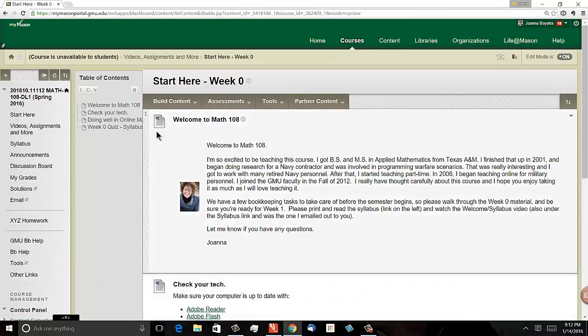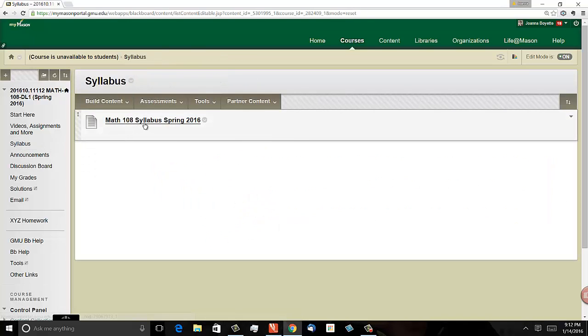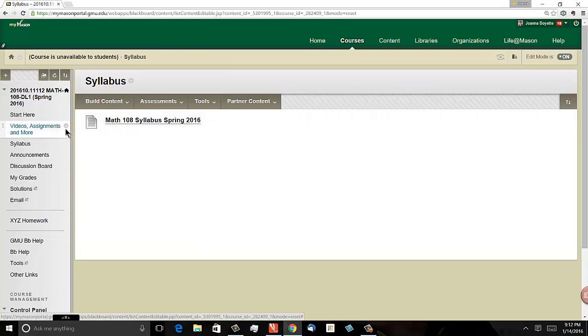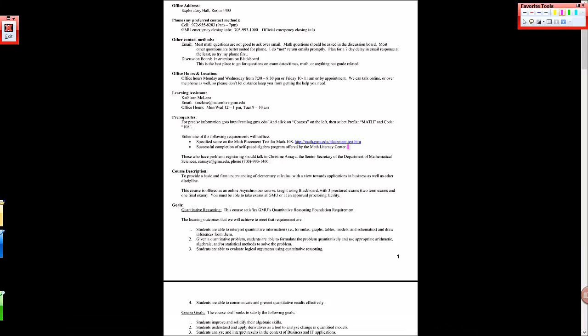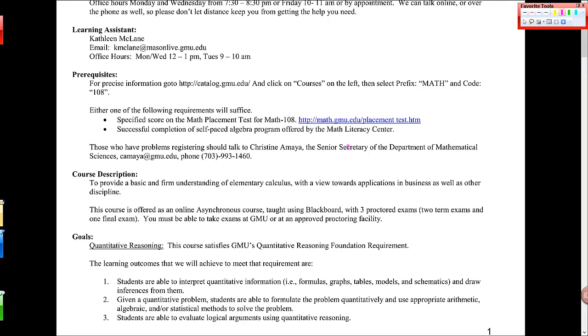So there is some stuff that you need to do. One of the things you need to do is go look at this syllabus, which is over here on the left. And there's the syllabus, and I'm going to talk through the syllabus with you and then come back here to Blackboard to let you know where some more things are. But let me open, I have the syllabus here. Okay.